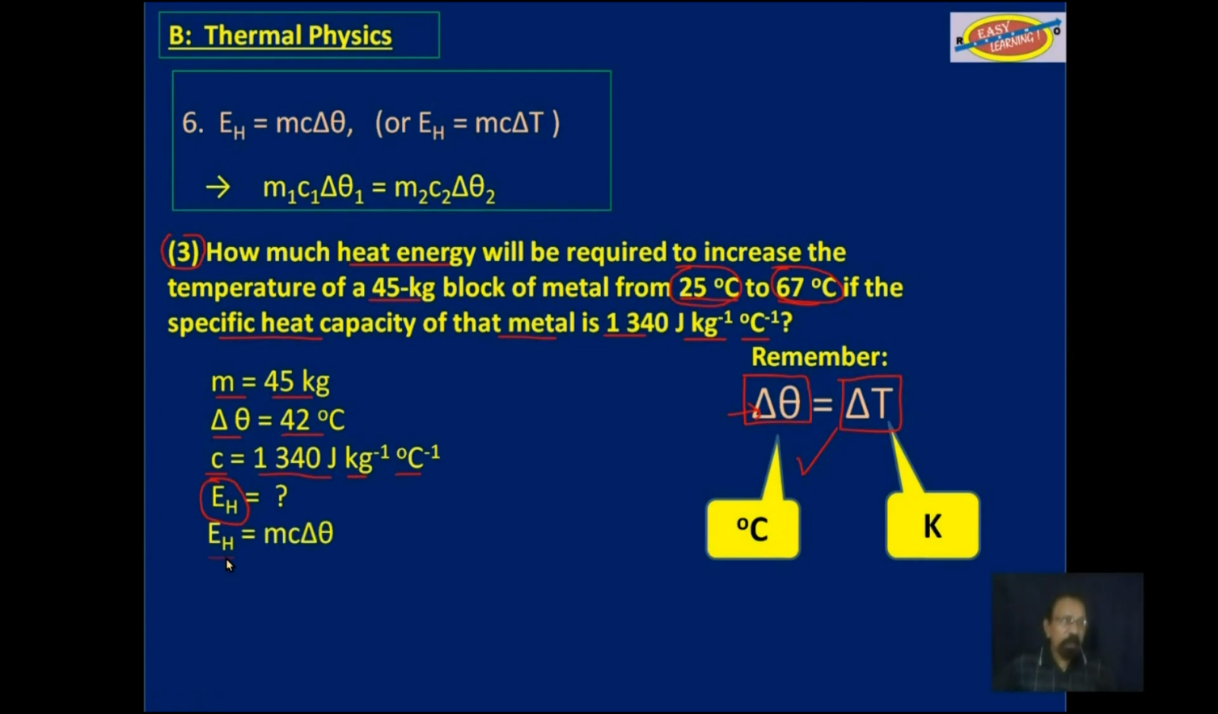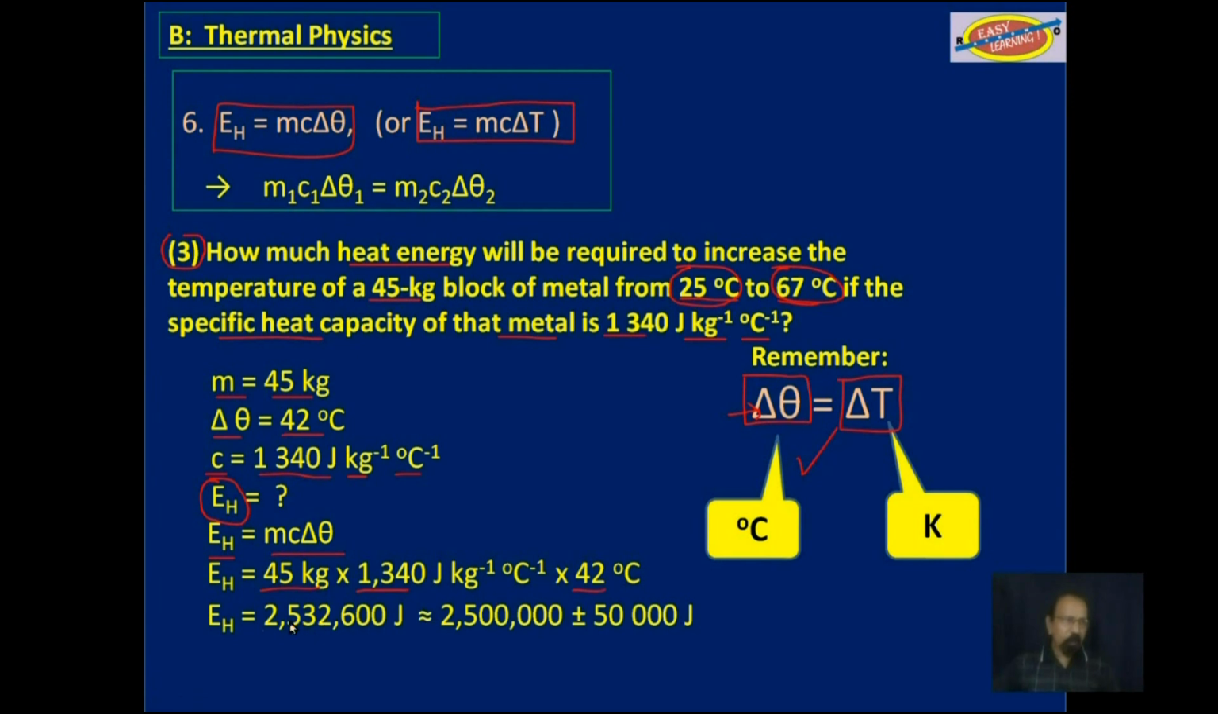Our formula says EH is equal to M C delta theta, that is this formula here, which is basically the same formula as that. We substitute the numbers we are given, 45 kilograms times 1,340 joules per kilogram per degree Celsius times 42, and we get this number here. Of course, we cannot leave that number like that because it has too many significant figures. 2 significant figures, 3 significant figures, 2 significant figures.